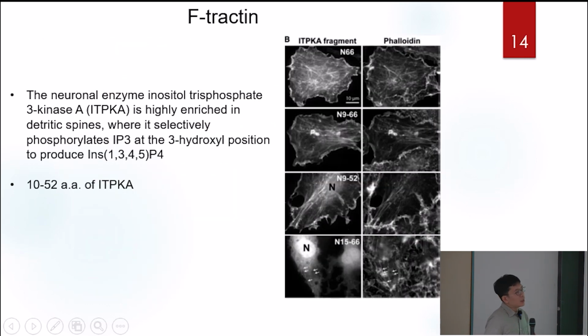Other groups used a similar strategy to develop probes to visualize actin. For example, F-tractin is another probe. F-tractin is a modified version of inositol triphosphate kinase A, amino acids 10 to 52 of ITPKA. They found this amino acid stretch is enough to label the actin, and in some cell types it won't affect the dynamics.